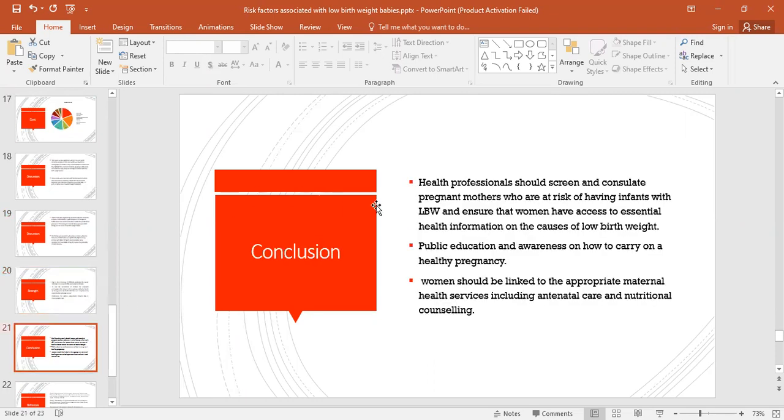And in the conclusion section, health professionals should screen and counsel pregnant mothers who are at risk of having infants with low birth weight and ensure that women have access to essential health information on the causes of low birth weight, public education and awareness on how to carry a healthy pregnancy. Women should be linked to the appropriate maternal health services, including antenatal care and nutritional counseling.